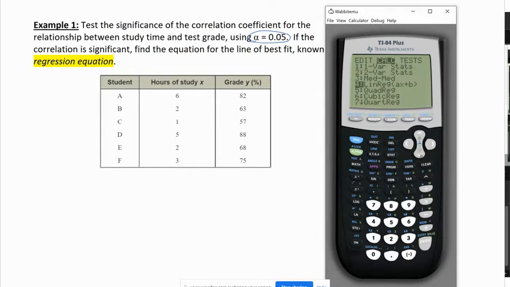Now there are 2 linear regressions on here. There's option 4, which gives you the form ax plus b, and there's option 8, which gives you a plus bx. It doesn't matter which one you use. Option 4 matches the formula you used in high school for a linear equation, y equals mx plus b. So in this case, a would be your slope and b is your y-intercept.